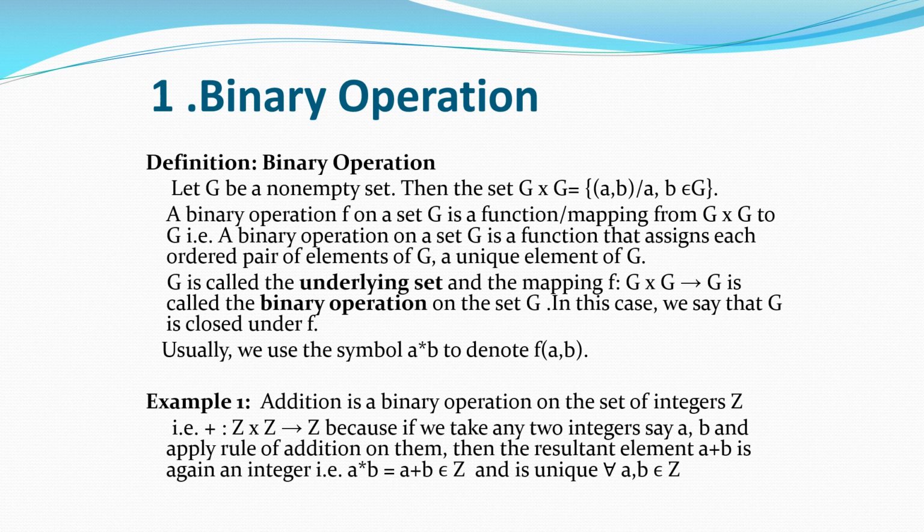Let G be a non-empty set, then G cross G is the set of all ordered pairs (a, b), where a and b are members of G. A binary operation f on a set G is a function or mapping from G cross G to G. That is, a binary operation on a set G is a function that assigns to each ordered pair of elements of G a unique element of G.